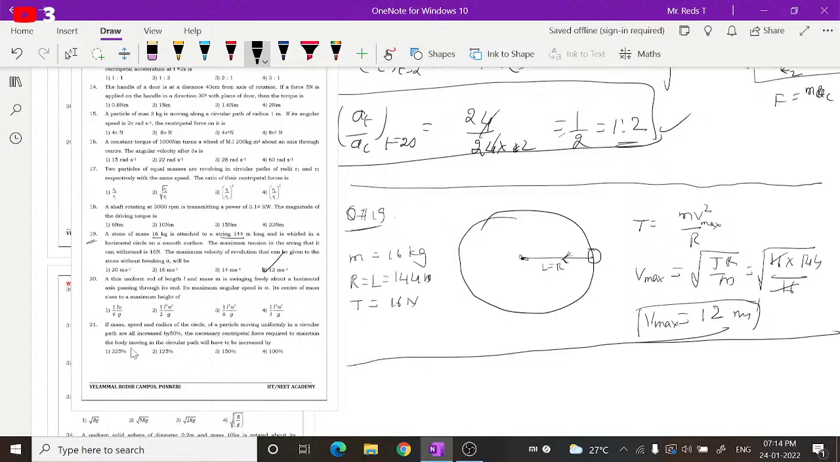Then if all of these are increased by 50%, the necessary centripetal force required to maintain the body moving in the circular path will have to be increased by how much? When the mass is m, velocity is v, radius is r, the centripetal force will be mv square by r. The question is the percentage increase of that force to keep the body in the circular path. So how to deal with this? Let us see question number 21.